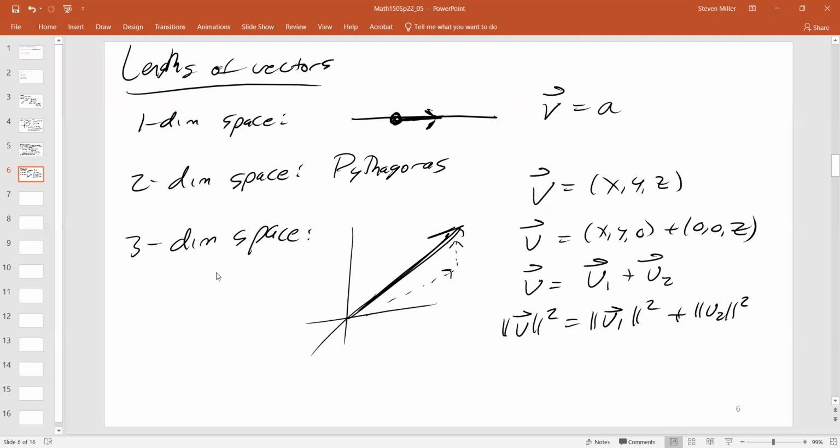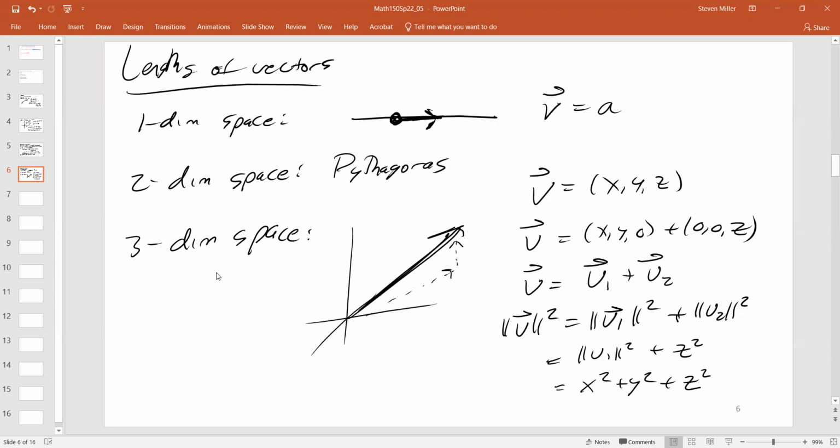What's the length of v2? The vector 0, 0, z. What's its length squared? z squared. And so this is going to be the length of v1 squared plus z squared. But v1 is really just living in the plane, and by Pythagoras, we know that that's just x squared plus y squared. And so now we know that if a vector has 3 components, its length is just the sum of the squares of the components, and then take the square root.